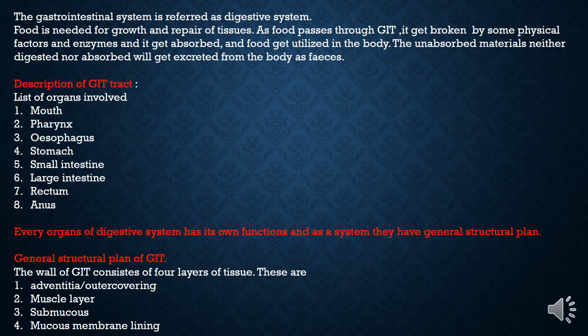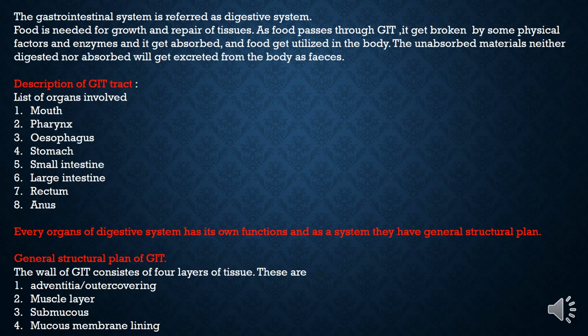Here the gastrointestinal system is referred to as the digestive system. Its other name is the gastrointestinal system. Food is needed for the growth and repair of tissue, we all know. As food passes through the GIT, the tract, it gets broken down by physical factors and enzymes, and it gets absorbed and utilized in the body. The unabsorbed materials, neither digested nor absorbed, get excreted from the body as feces. We all know that. So what exactly is the description of the GIT?